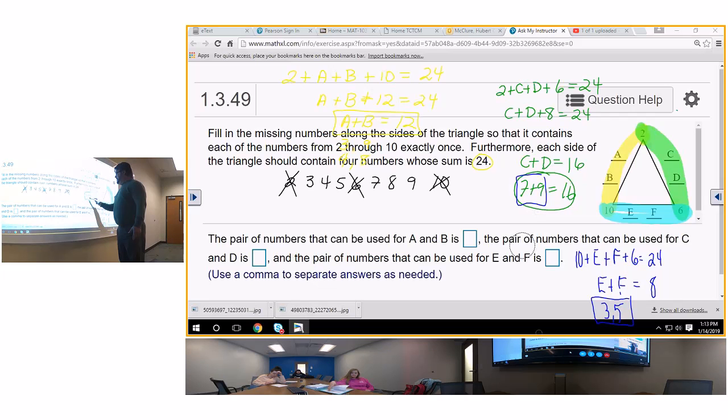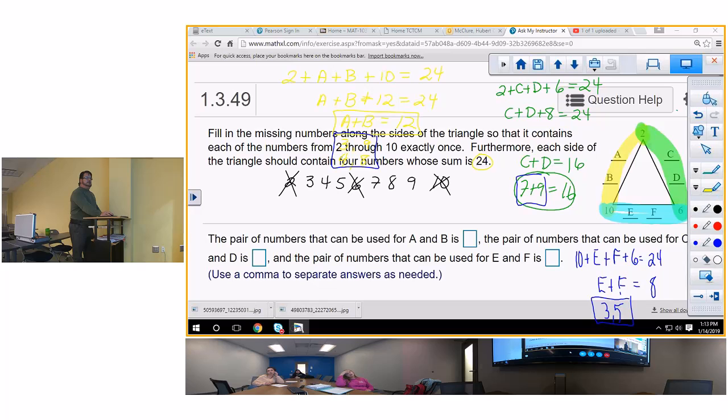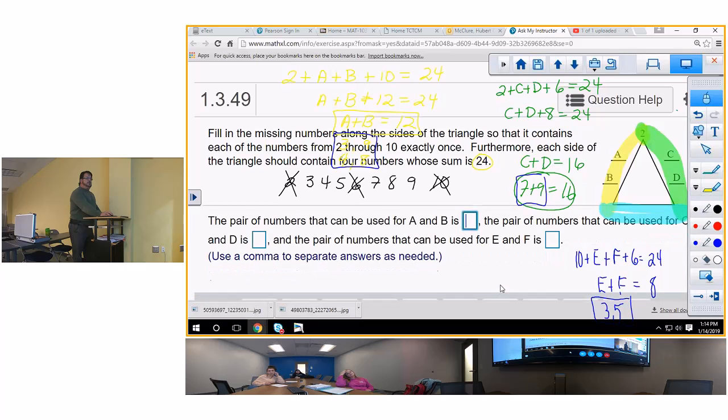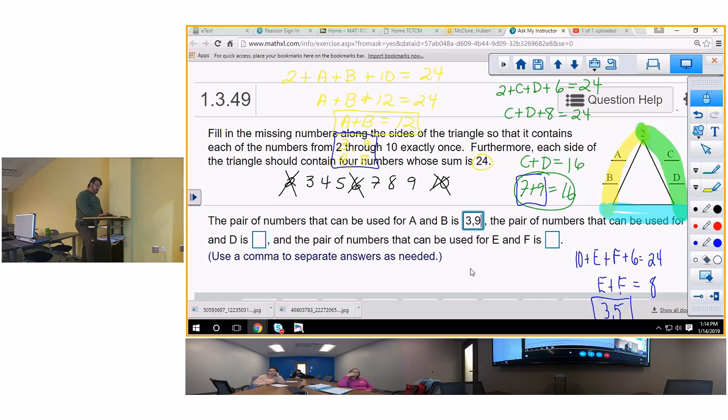So to me, that's your answers: 7, 9, 3, 5, 3, 9, and 4, 8. I'm going to put it in, pray, because with each question like this, chances are the answers are not going to be obvious. Use commas to separate. Yeah, but I'm going to have commas. 3, 9. Is that 3, 9? Yeah. Comma. I don't think this is going to be right.